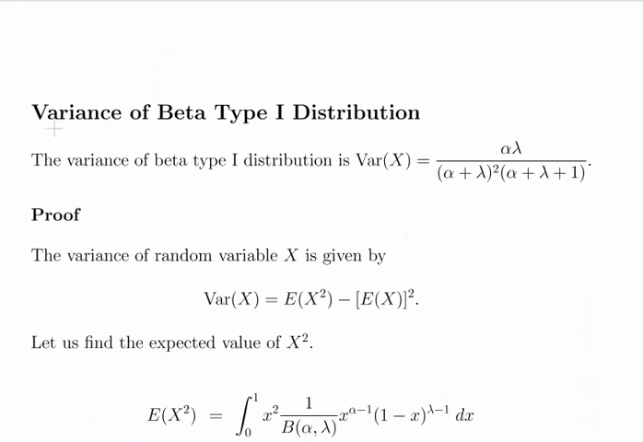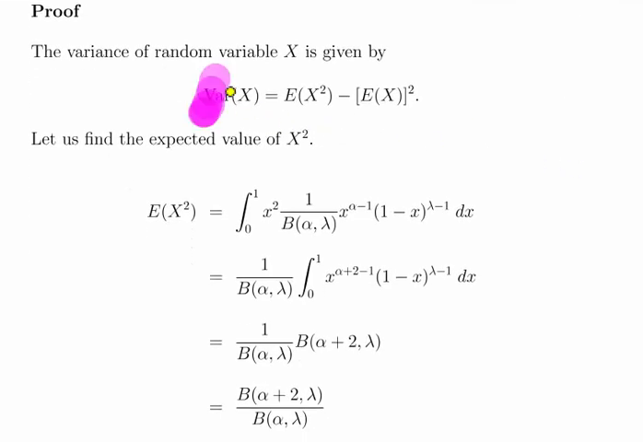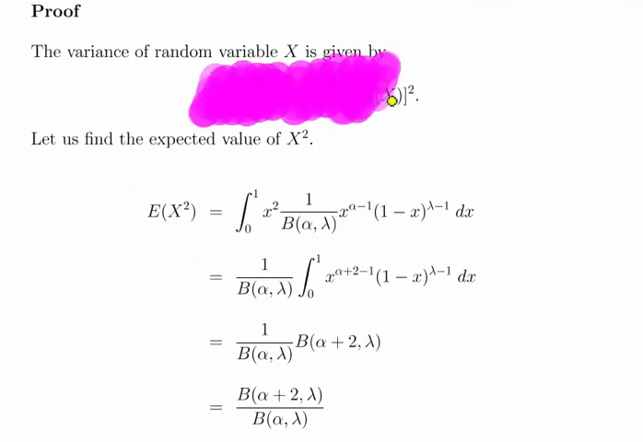All right, so we'll look at the variance of the beta type 1. It should be fairly similar. The variance of the beta type 1 distribution is as follows. Variance of x equals alpha times lambda divided by alpha plus lambda squared times alpha plus lambda plus 1. Now, this is actually the very same sort of approach. It's just a little bit long-winded. Remember that key identity there.